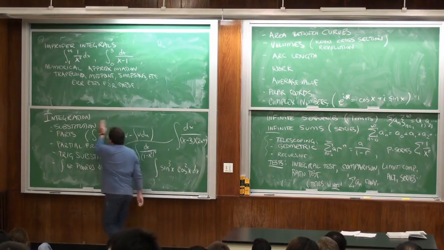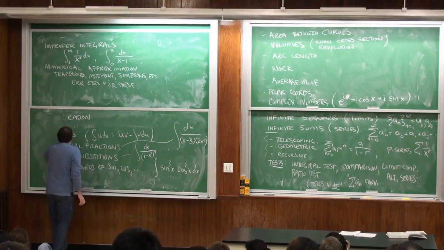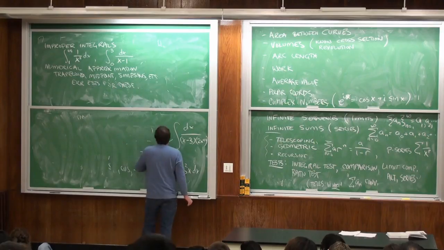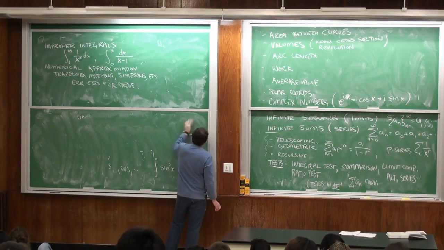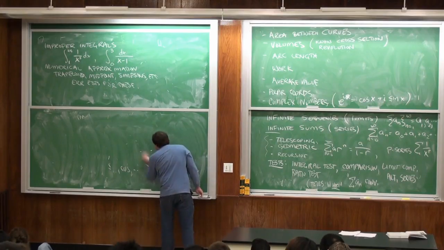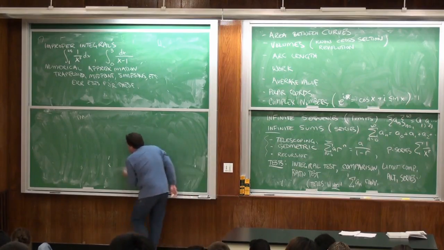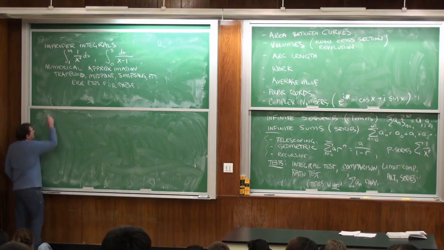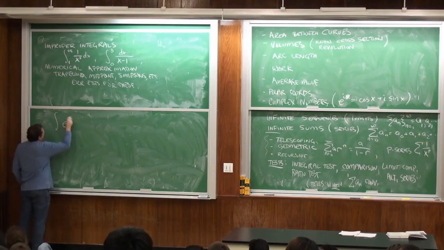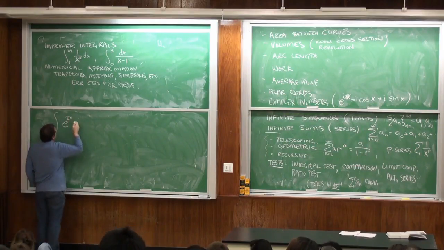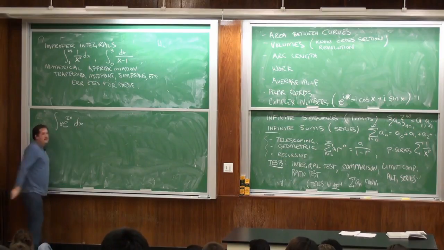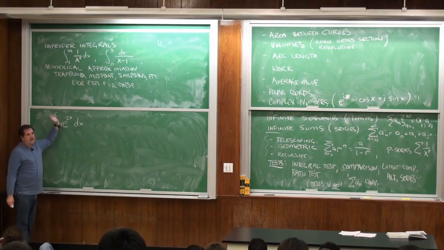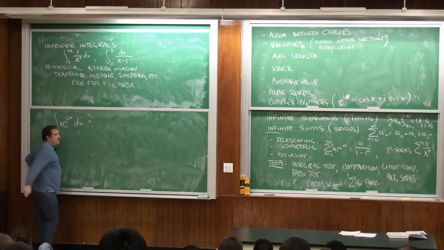More to the point would be something like integration by parts. That was like the first real topic that we did in this class. So for integration by parts, we have something like the integral of e to the 2x times x dx. Again, this could be an indefinite integral or it could be definite. Doesn't really matter.